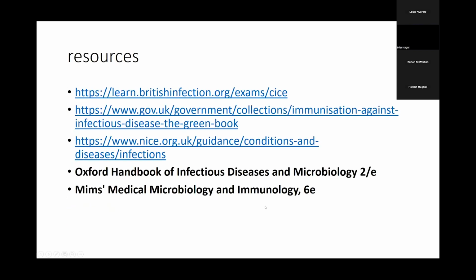And so these are some of the resources we'd recommend. The British Infection Society has some nice web pages. The Green Book, as I said, for vaccination. And really, we make sure that our guidance is really nice, recommended guidance. Also recommend the Oxford Handbook of Medical Microbiology, and Mims' Medical Microbiology.